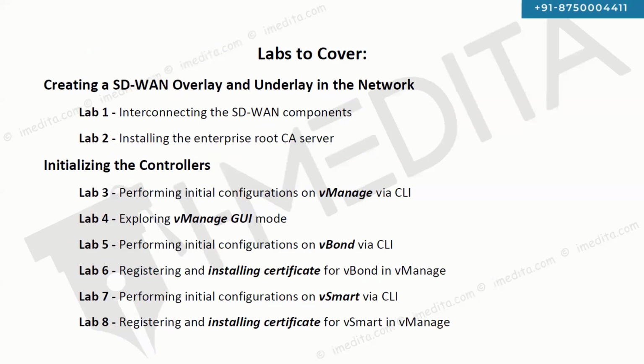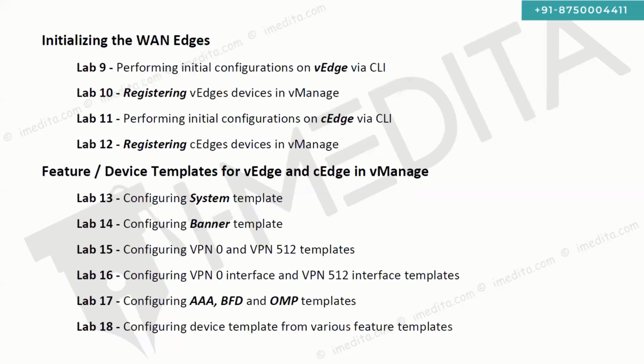Like if you look at first, creating an SD-WAN overlay and underlay in the network. So we will be interconnecting SD-WAN components. Then we will set up a root CA server. Then we will be initializing the controller. We will be deploying the control components. Then next we will be deploying the managed routers.